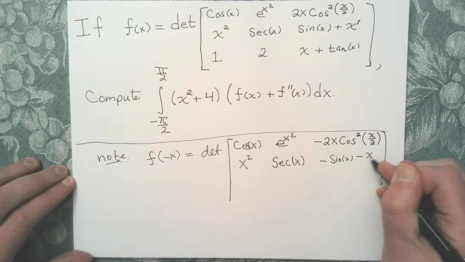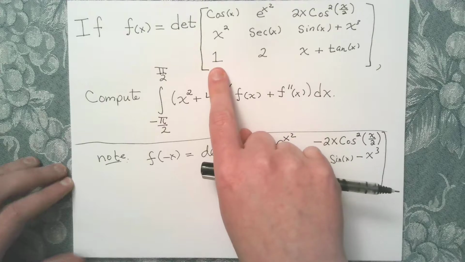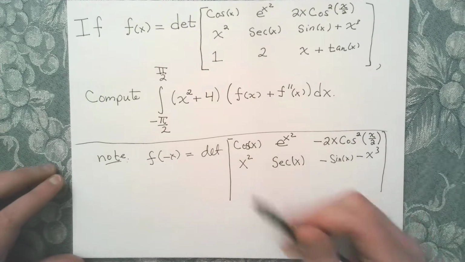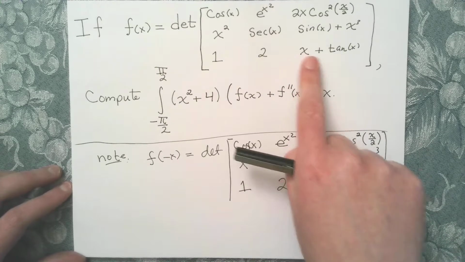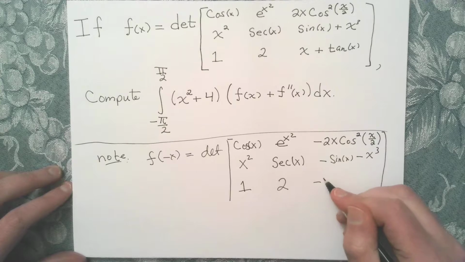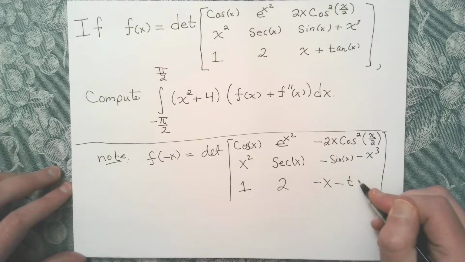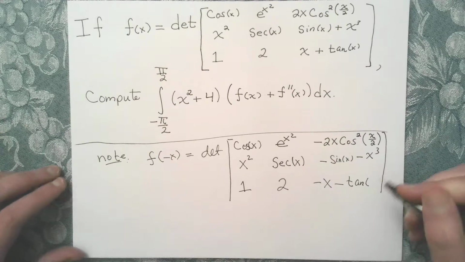And I could, of course, certainly factor that if I wanted to. Okay, 1's constant, so for any input, that's going to give me 1. 2's constant, again, for any input, that's going to give me 2. So both of these are odd, so if I plug in negative x, I get the following. That'll be negative x minus tangent of x. Again, that's because tangent is an odd function.